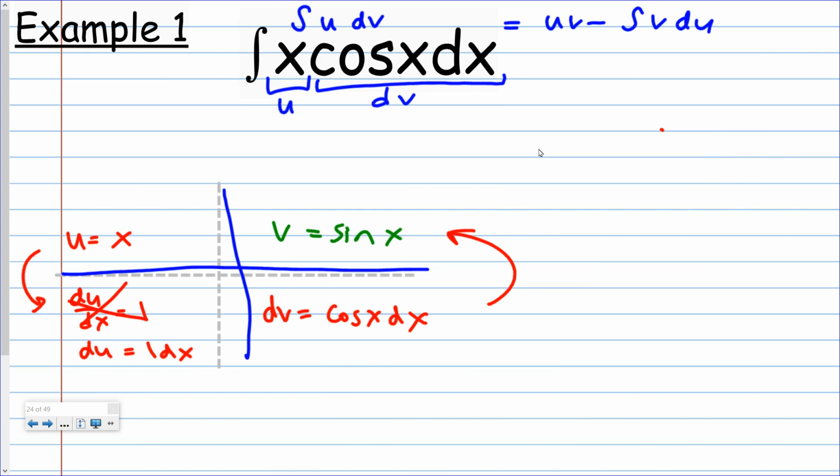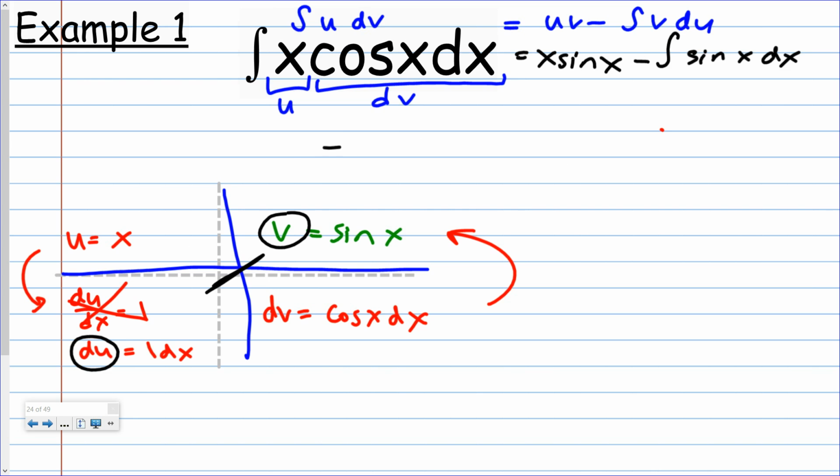All I'm going to do is plug right into this formula using this legend that I've made. I know what u is, and I know what v is. Here's u and v right here. So u times v is going to be x times sine x minus. Minus what? Minus the integral of v du. Well, here's my v, and here's my du. So I'm going to multiply these two together. So this turns out to be the integral of sine x dx. You guys see how all I did was just a substitution. Like I memorized the formula and I substituted right into it.